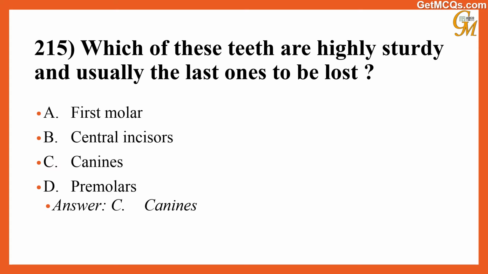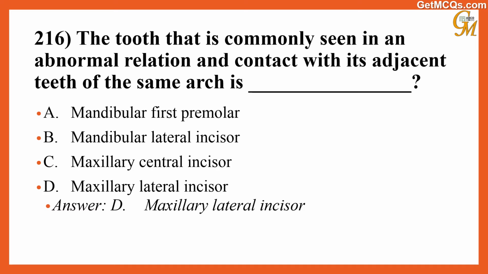215. Which of these teeth are highly sturdy and usually the last ones to be lost? Answer: C. Canines. 216. The tooth that is commonly seen in an abnormal relation and contact with its adjacent teeth of the same arch is? Answer: D. Maxillary lateral incisor.